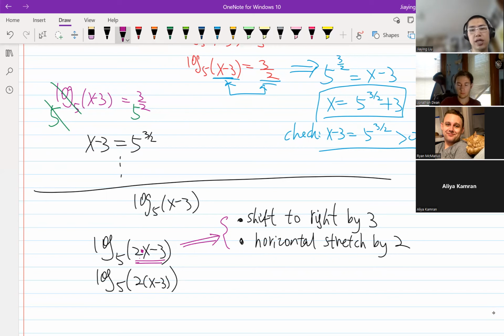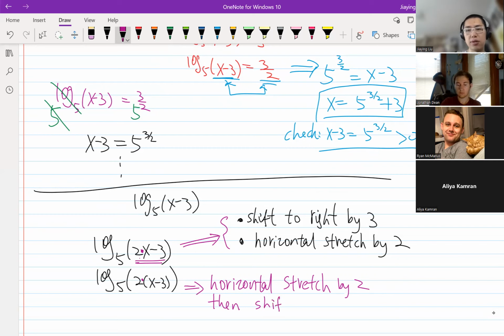But if we have 2 times parentheses, so here we have a multiplication and a parentheses. Normally we do the parentheses, x minus 3, but in terms of horizontal transformations, we're actually going to do the multiplication before the parentheses. So that's going to be multiplied by 2, so that's a horizontal stretch by 2 first, and then we're going to do the parentheses part, x minus 3, which is shifting to the right by 3. So that's the difference with horizontal transformations when you have stretch and shift all together.